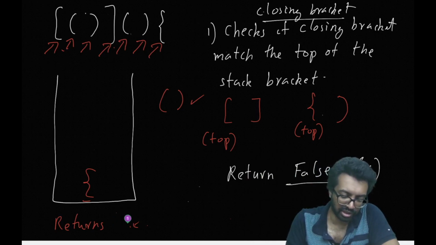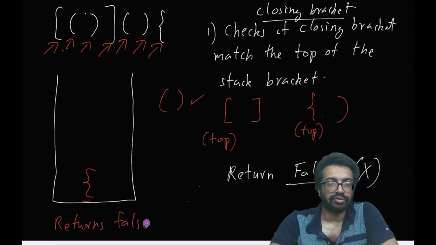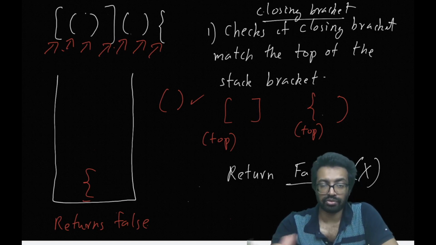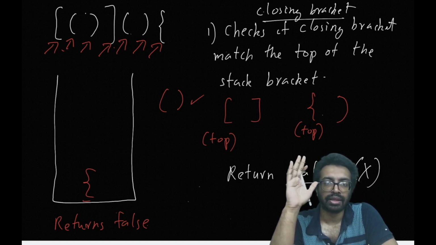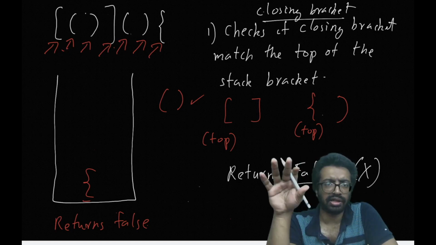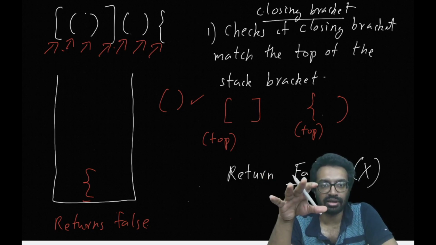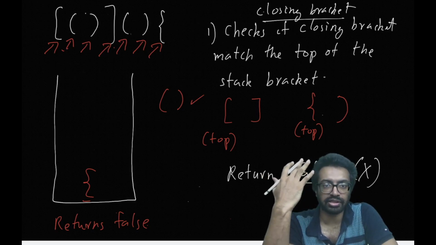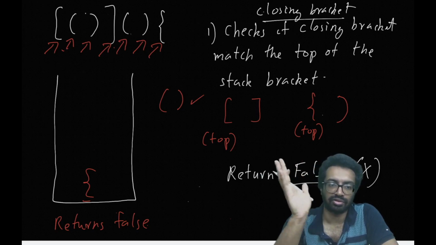So when do I return true and when do I return false in this case? I return true only if the stack is empty. Once I finish seeing the entire string and the stack is empty, I say true. On the other hand, if I see the entire string with the stack still containing some symbol, you're going to return false.